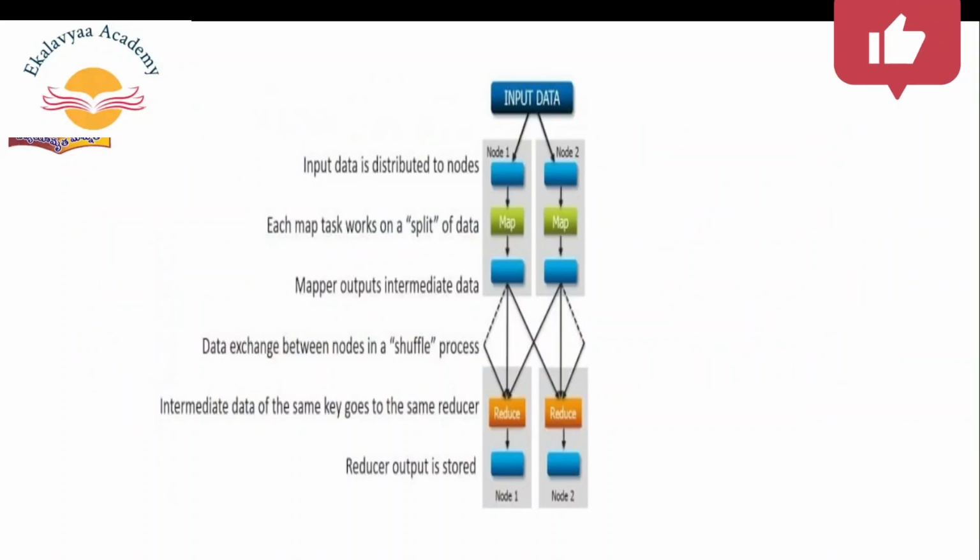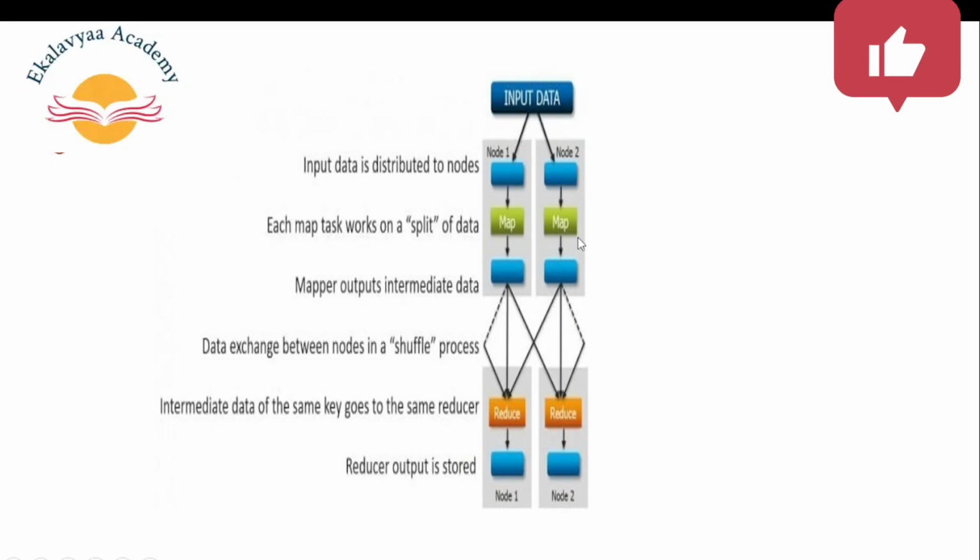So let's see graphically. This is a diagram which shows how the data is input to the Hadoop system and how different map and reduce tasks will process the data. Now we'll see one by one. So in this example, we have two nodes, node 1 and node 2. The data from the input system will be distributed to the nodes available in the cluster, so the data will be distributed among these two nodes.